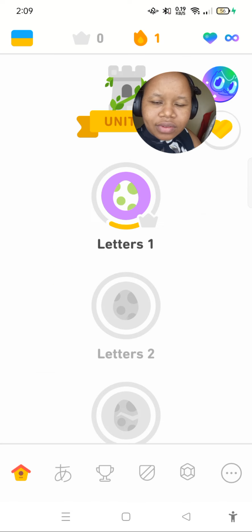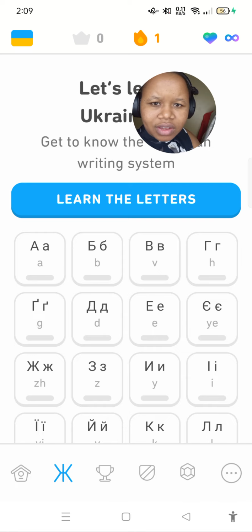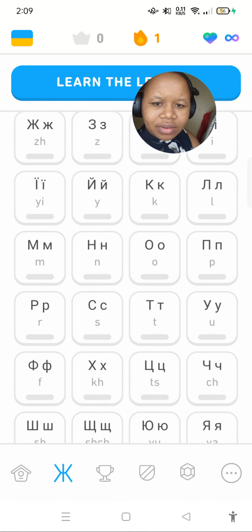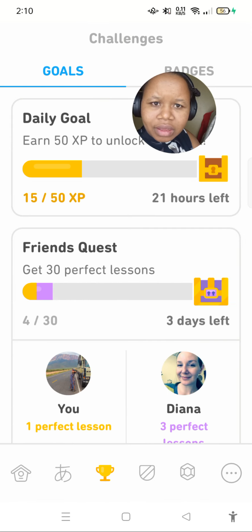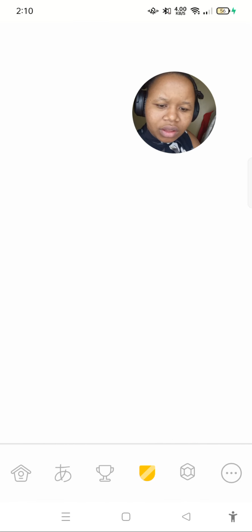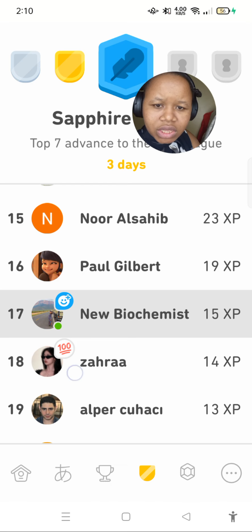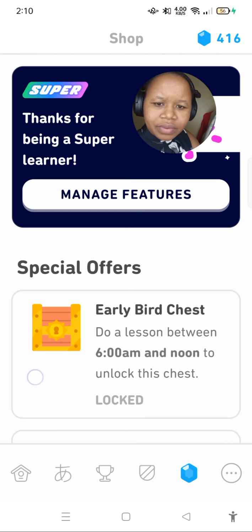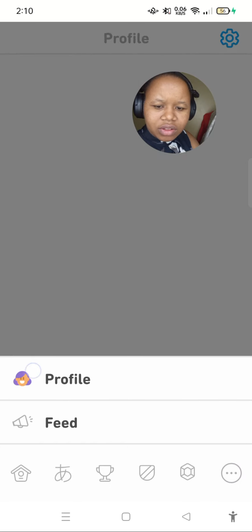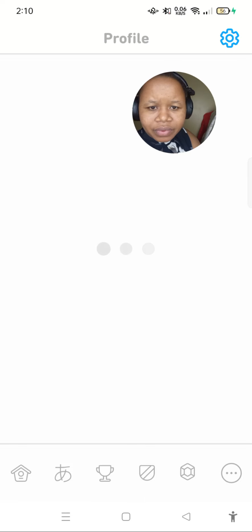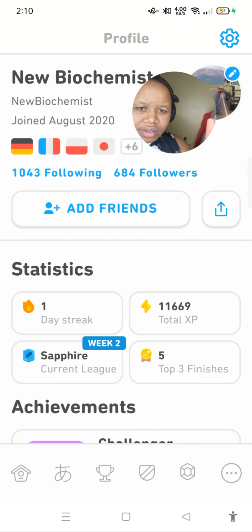So yeah, let's recap. This is the main page. Here you can learn letters. I don't know, I've never seen the learning letters option. It's my first time. They've really improved this thing. Then the trophies, the leaderboard, and the different offers and promos. Yeah, you can see your own profile. Like for me, I can see my own profile. There I can see someone's profile.